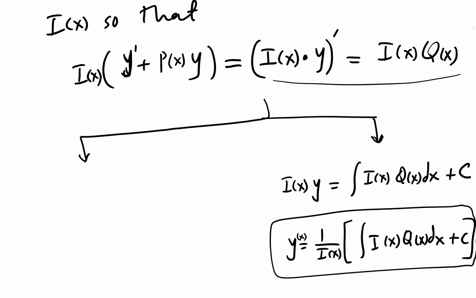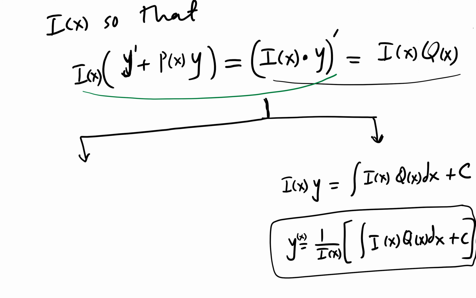The question is, what is I of x? You're saying, oh, you multiply both sides by I of x. How do I get I of x? Right? How do we get I of x? So to see how to get I of x, we're going to look at the left-hand side, these two parts.